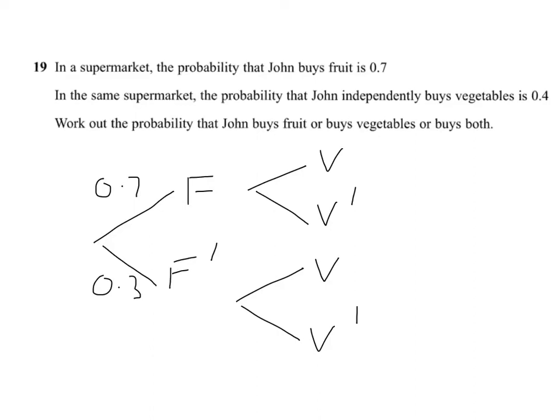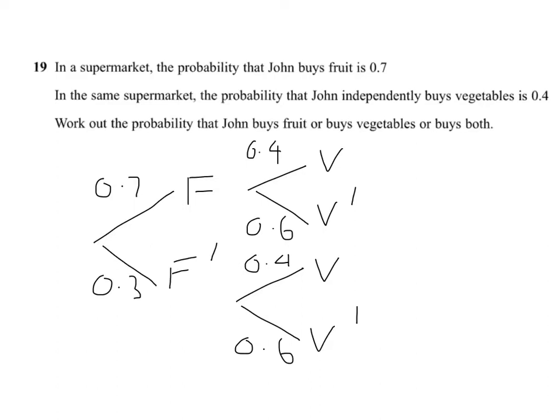Now, buying vegetables is not affected by buying fruit, that's why it says it's independent. So we're looking at 0.4 and 0.6. And we repeat again, it's just the same circumstances following not buying fruit. And then we can look at our three possibilities.